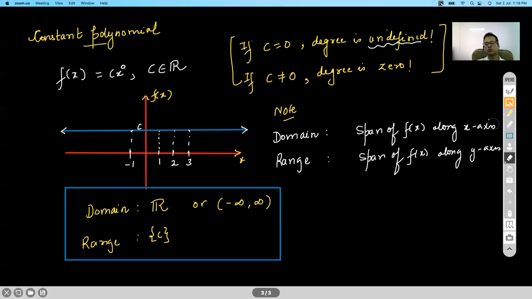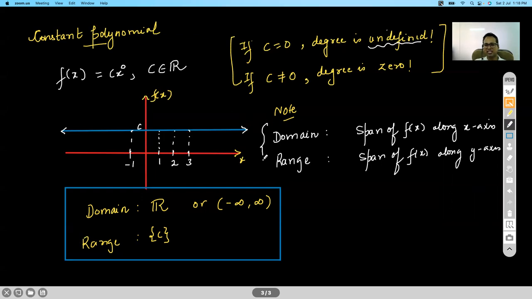Next, we are going to move towards linear polynomials. So I'm not going to spend too much time. What did I say? My main agenda is to address domain and range. We are not here to do PhD on these topics. Of course, we'll have ample time to do all that, but not right now. Any questions so far, anybody related to constant polynomial?